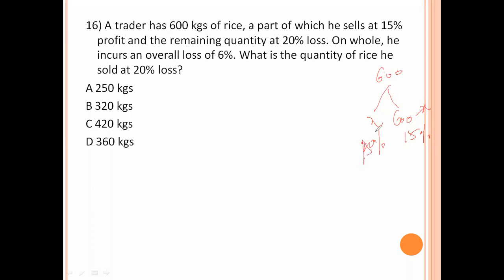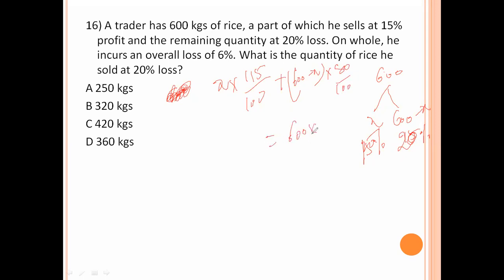Otherwise, this is 15% profit. This is 20% loss. So here, first, this 600 kilos cost value is 600. So here x is the cost value bought with 15% profit, plus 600 minus x sold with 20% loss, which means 80 by 100, and overall you get 6% loss.